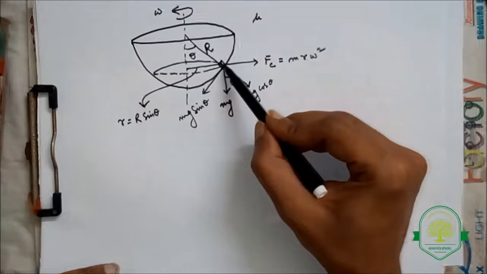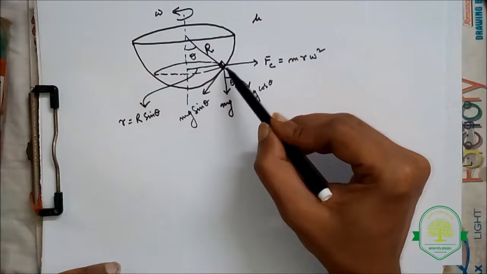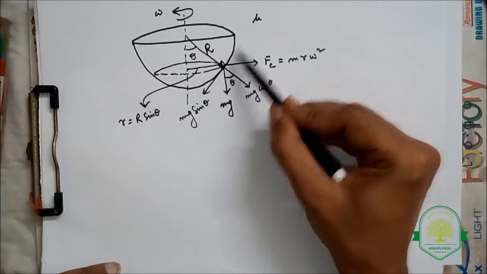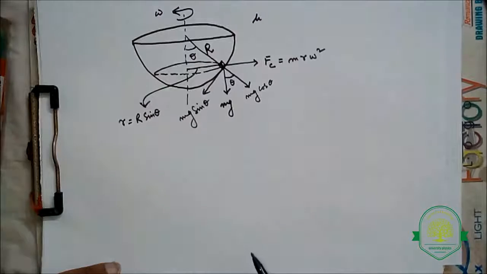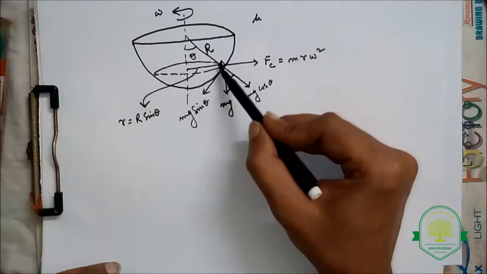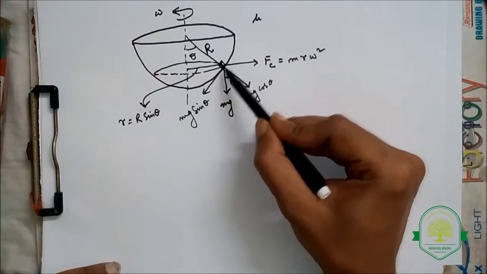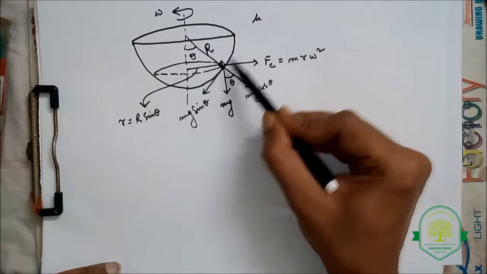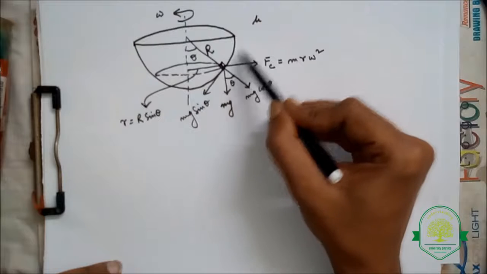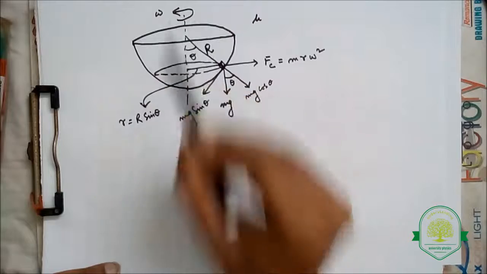Since there is friction between the block and the bowl, the friction can actually act in either direction, along this direction tangential to the bowl, or upwards tangential to the bowl, depending on in which direction the block is trying to slide. If the block tries to slide tangentially down, then friction will act tangentially up, and if the block tries to slide tangentially up, when will the block try to slide tangentially up? When the omega is too high.